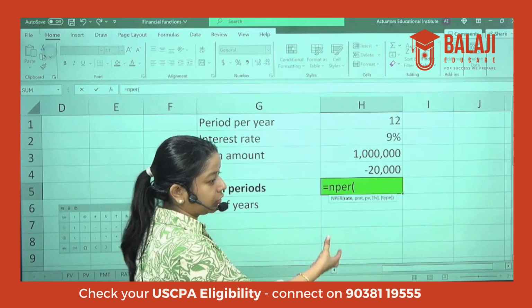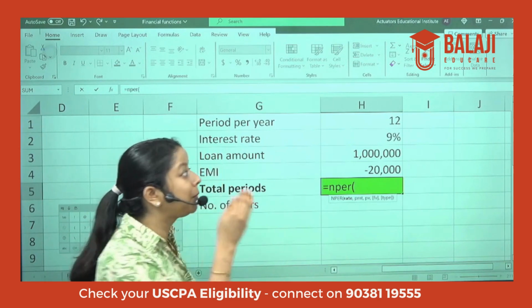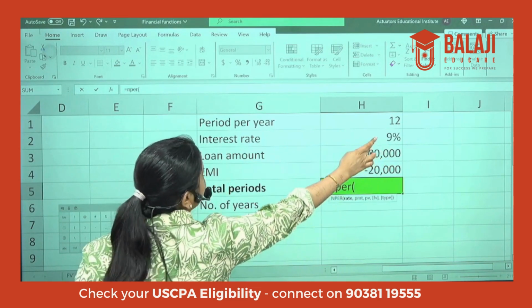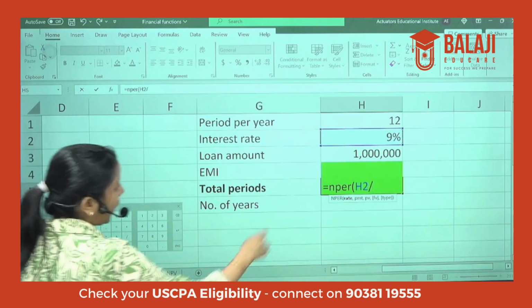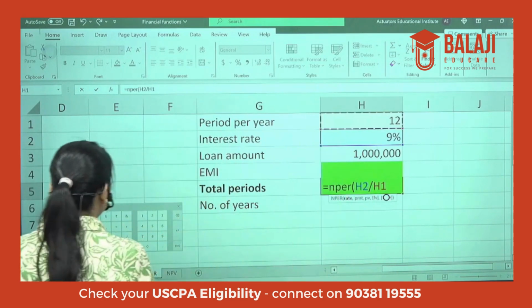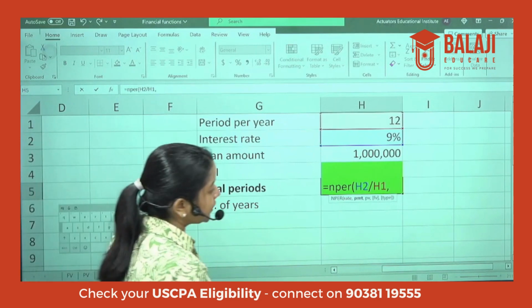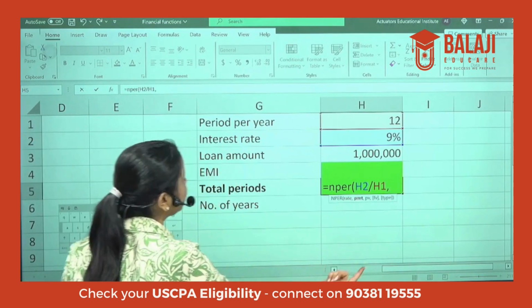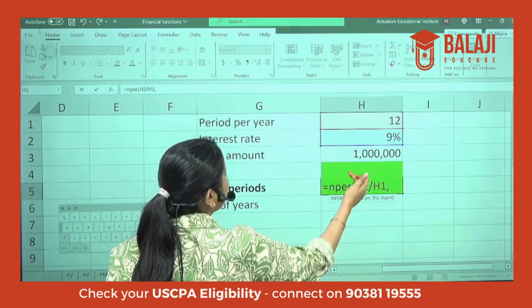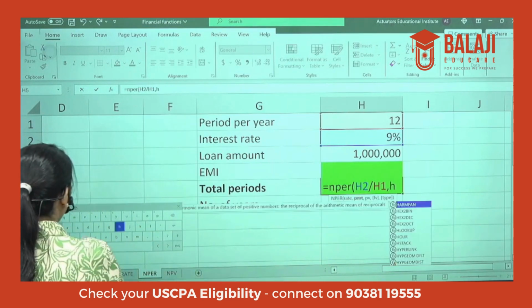and the first argument that it wants is the rate. The rate, always remember, is the rate per period. Now 9% is the per annum rate, so I'll just select that and then divide by 12 to get the per month rate, like we've been doing for the other functions as well. PMT is the equal monthly installments that you are paying, so I'll just select the cell H4 over here.